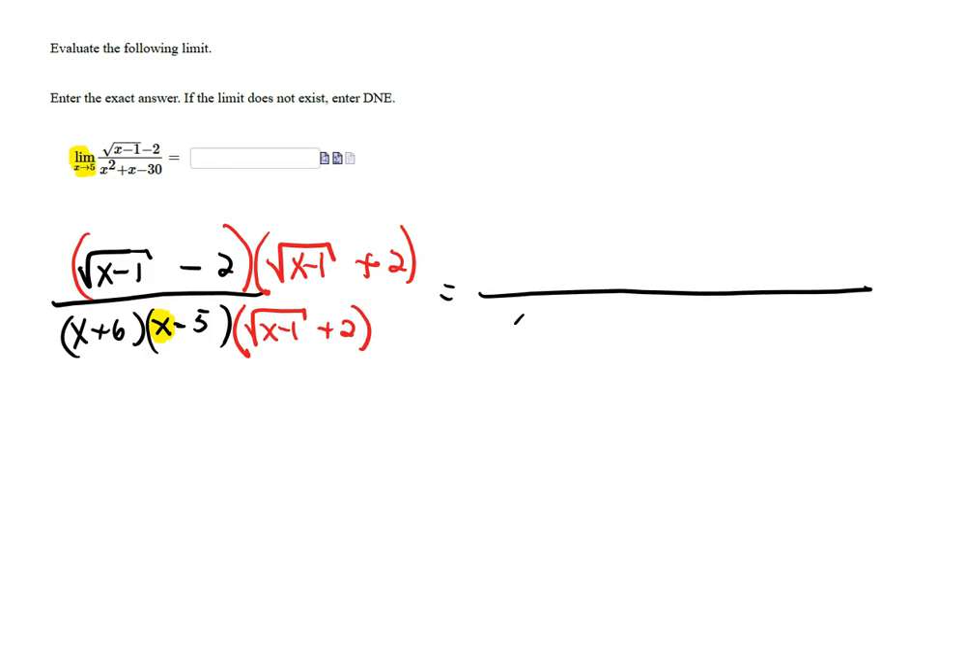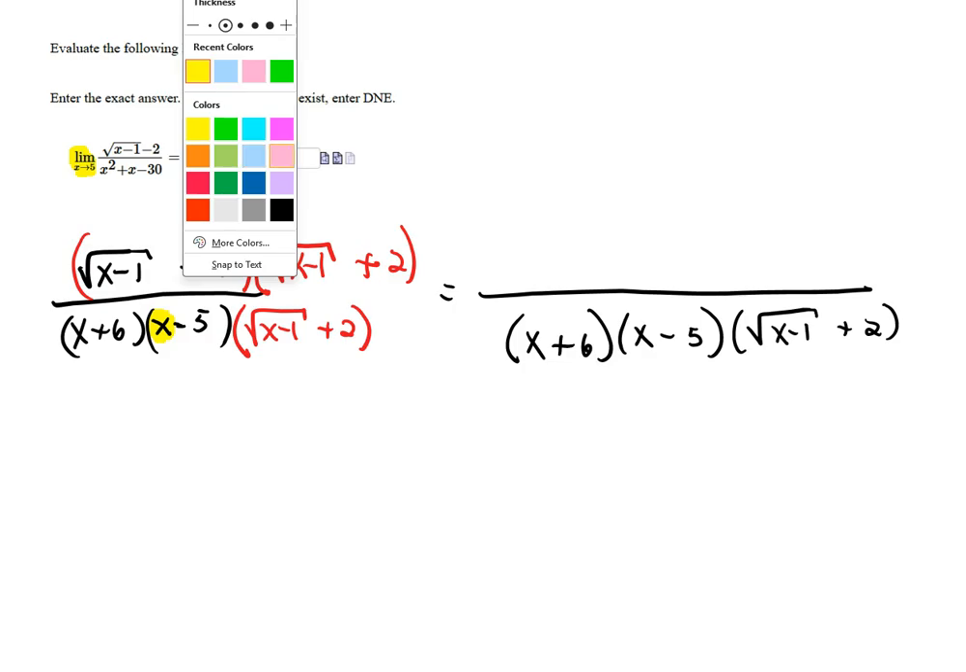Now the bottom, I'm actually not going to multiply that at all. I'm going to leave it in factored form, because what I'm hoping to happen is I will get an x minus 5 in the numerator, or a 5 minus x, so I can cancel it. Somehow I want to cancel it out. But I do have to simplify the numerator.